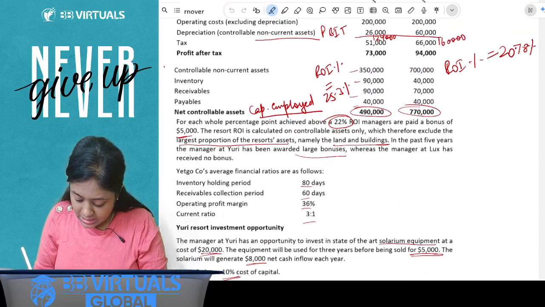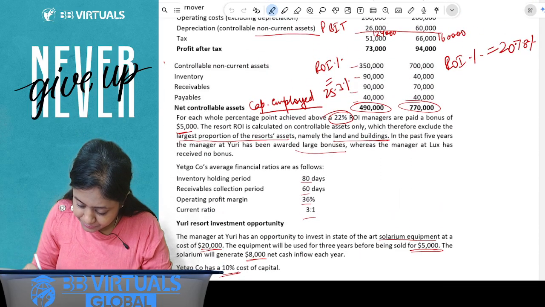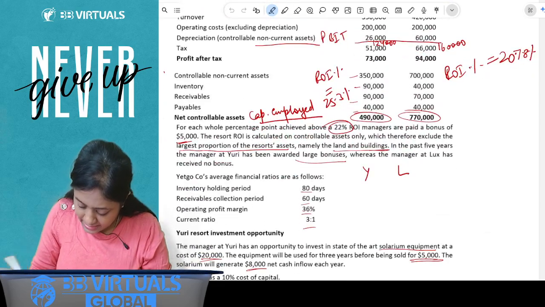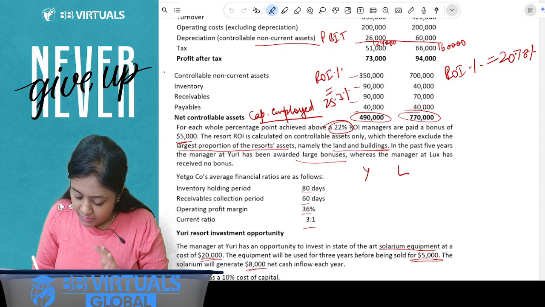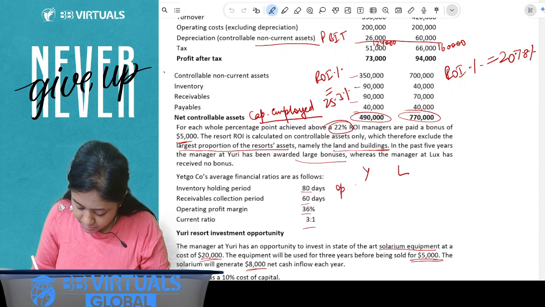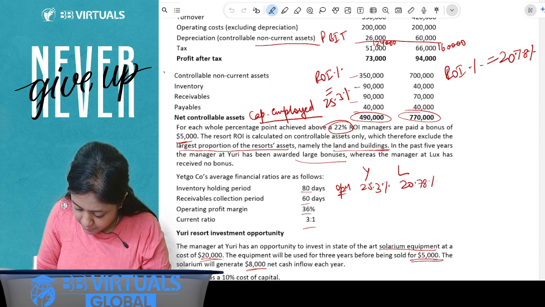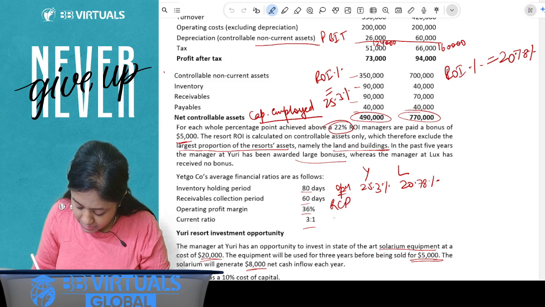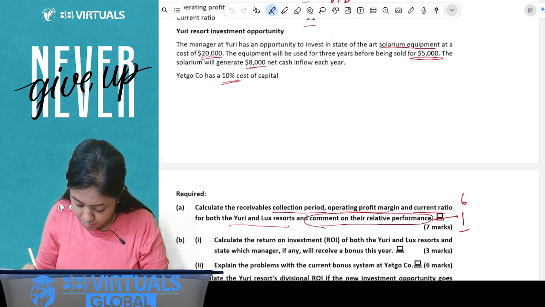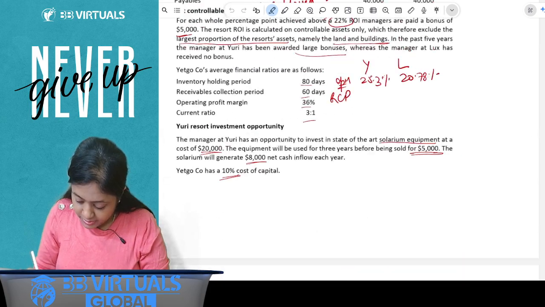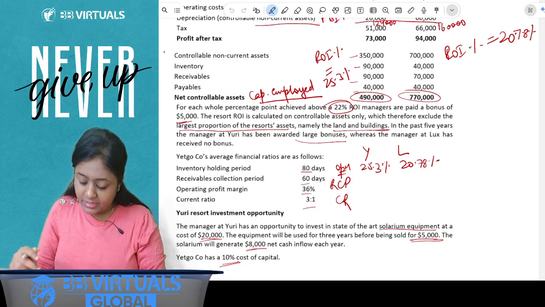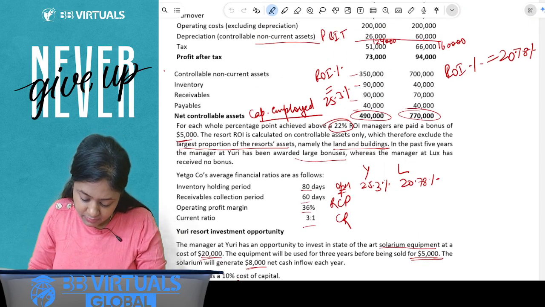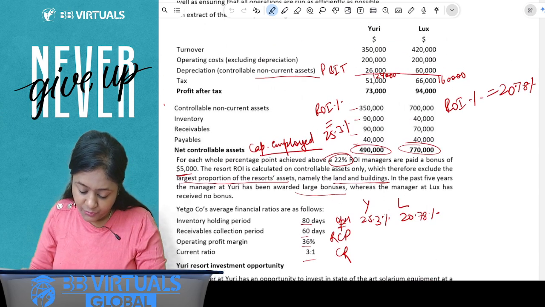Now, let's say I will write here Uri and Lux. We have already calculated operating profit margin, which is 25.3% and 20.78%. Then receivable collection period, and we need one more, which is current ratio. Okay, let's calculate receivable collection period. What is the receivable here? 90,000, and the sales are 3,50,000.